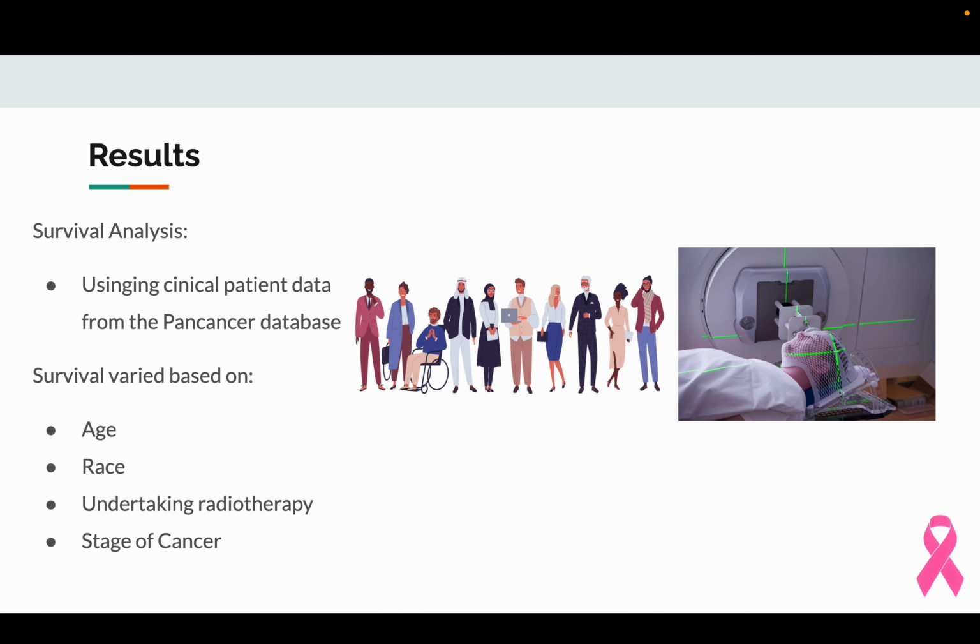We first performed survival analysis on the clinical patient data obtained from the pan-cancer database, which had clinical patient data from 1,804 Americans diagnosed with breast cancer. We did 4 separate survival analysis plots examining the 4 main factors seen here. Firstly, let's look at age and race.